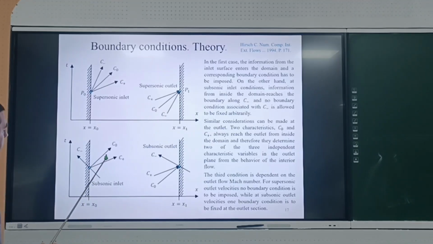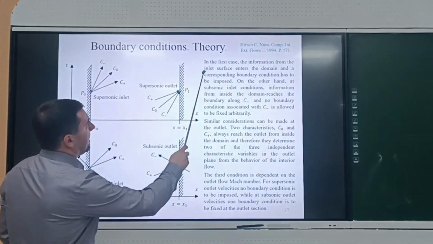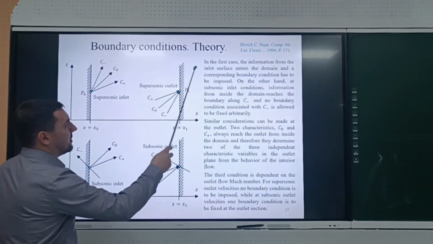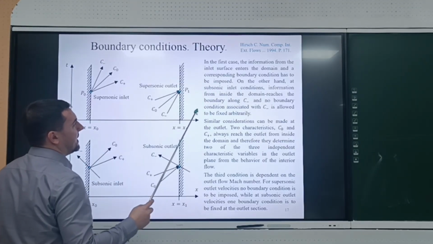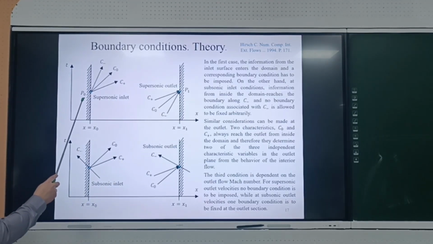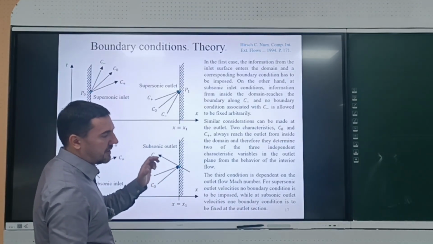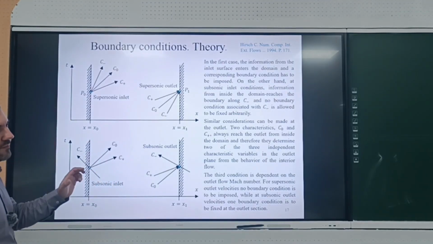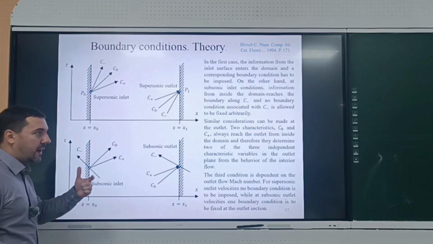So we discussed that the behavior of characteristics at the inlet boundary depends on the relationship between gas velocity and speed of sound. In the first case, when the flow is supersonic, the information from the inlet surface enters the domain and the corresponding boundary conditions have to be imposed. Finally, this results in that for the supersonic inlet, you should impose all variables: velocity, pressure, and density. So if you have a supersonic inlet, you should define all these parameters.